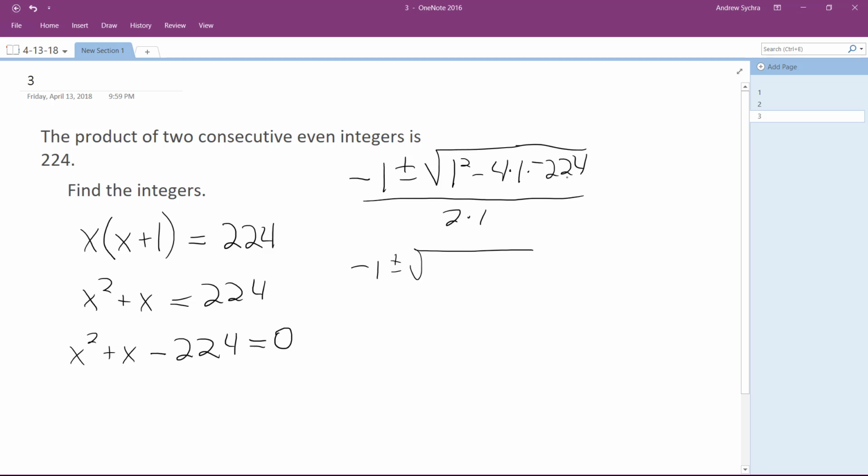224 times 4 is equal to 896. Yeah, this isn't going to turn out nicely like I thought it would. So under the radical, we get 897, and then we get just 2. And it's going to be the plus version of this, so it's going to be negative 1 plus the square root of 897 all over 2. And that's it.